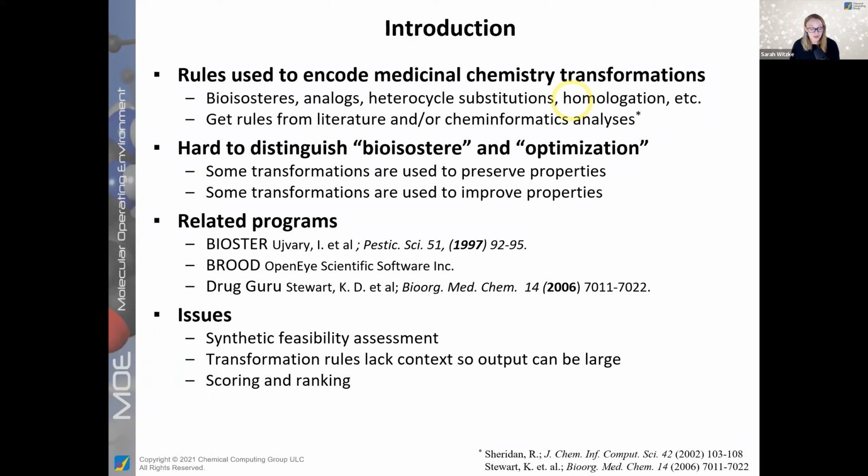So we want to address these issues by introducing the context of the receptor that will help us filter down, score, and rank the output so that we go from potentially thousands of compounds to a smaller subset of interesting compounds.